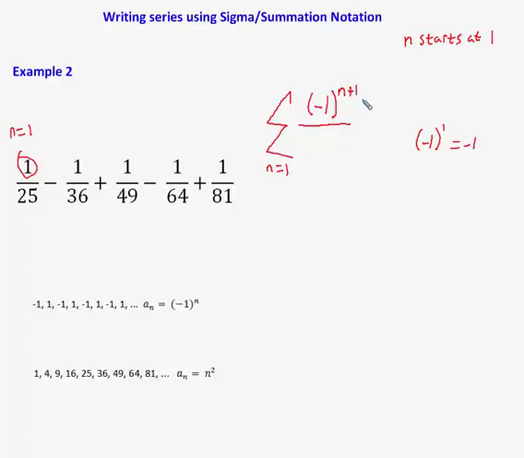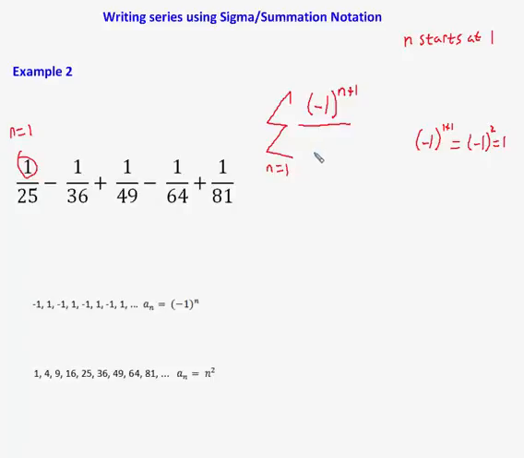If I add 1, then when someone replaces n with 1, they would get negative 1 to the 1 plus 1, and that would be negative 1 squared, which would be positive 1. So it turns out this would generate that alternating pattern where you start with a positive and then it'll alternate negative, positive, negative, positive, etc.